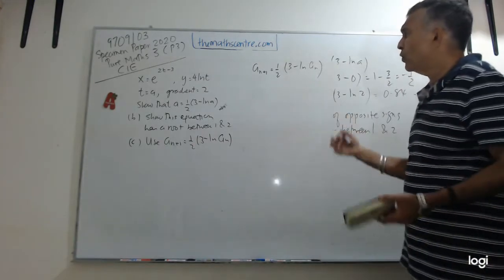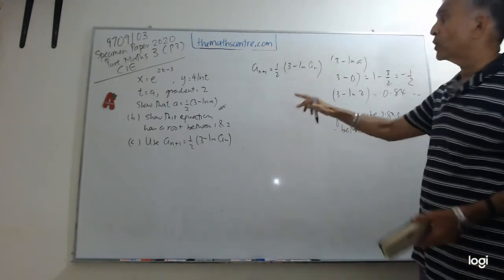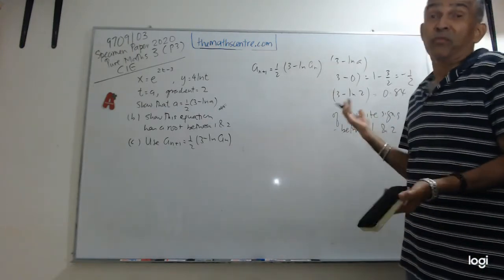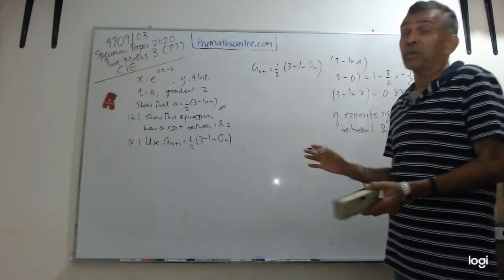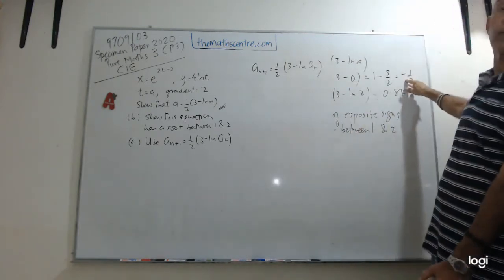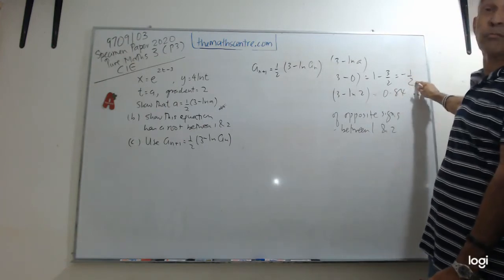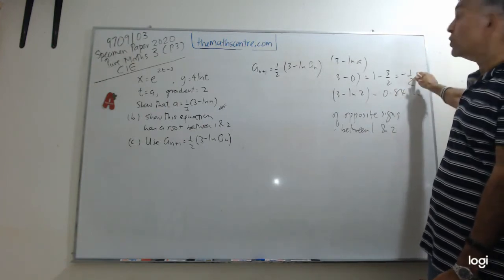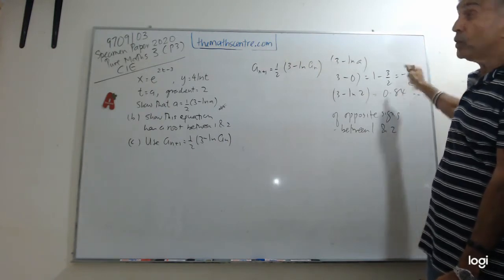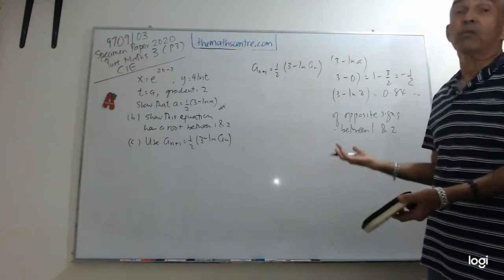If you want, what you can do is look at this. You know there's a root between 1 and 2. You can start with 1.5. There's nothing wrong with it. Or you look at this: this is negative 0.5, this is 0.8. So it's closer to 0, negative 0.5, so you can choose a value which is nearer 1. Maybe instead of going 1.5, you can take 1.3.